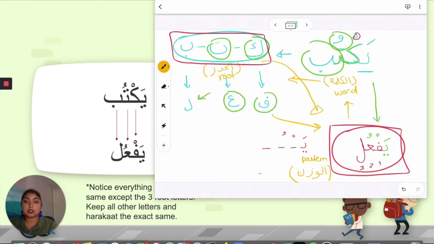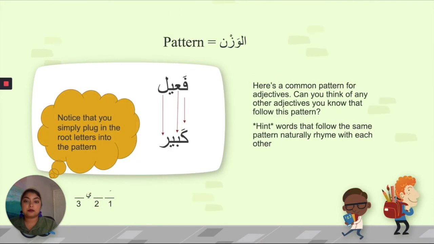Okay. So let's look at some other examples then. Here's a common pattern that we have. Okay, fa'il.